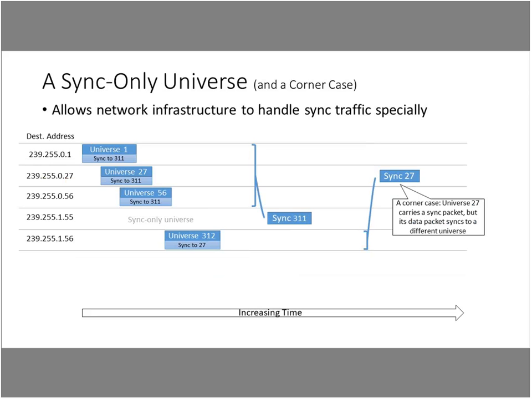I want to talk about the idea of a sync-only universe, and I actually use this slide to bring up a corner case. We're trying to use the same set of universes in all of these slides for consistency, but you notice that in this case, 127 and 56 are all synced to 311. But there is no data packet being sent on 311. 311 is only carrying sync data. So for the top 3 universes here, they all sync to 311, and 311 doesn't carry data packets. Why would you want to do this?